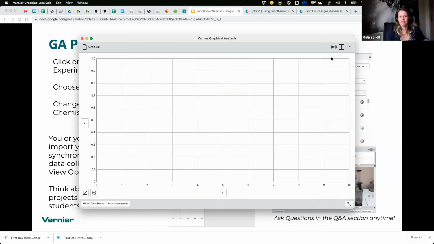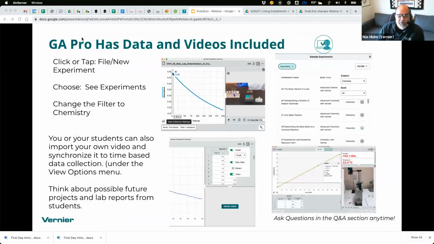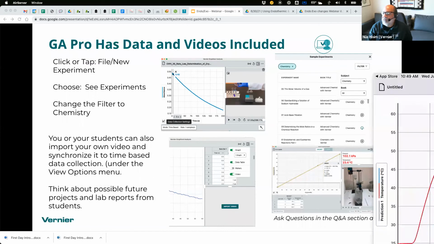Let me maybe try to relaunch GA. I did. So what I'm going to do is try it on my iPad. Since I have my iPad going, I'm going to take it over here and try it, because I don't know what's going on. Yeah, this is one reason to have a little backup.